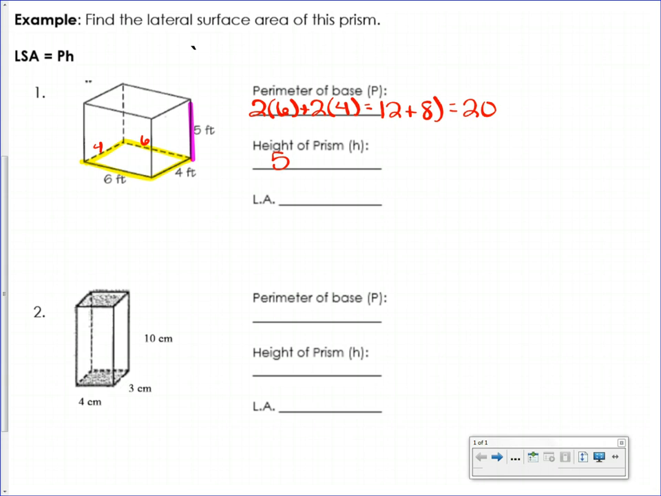So to find the lateral surface area, we're going to use our formula. The perimeter of the base we said was 20, and the height of the prism we said was 5. So 20 times 5 is 100, and because this is area, it's going to be feet squared. Let's try another example.